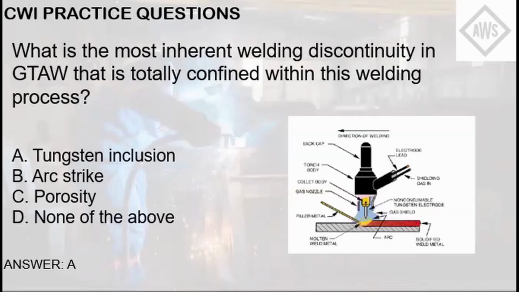So as you can see here, the welding gun for the GTAW has a non-consumable tungsten electrode. So GTAW has that in its process. That's why tungsten inclusion is exclusively a discontinuity within this process. So that's one of the reasons I think AWS D1.1 does not automatically pre-qualify GTAW because of this discontinuity.